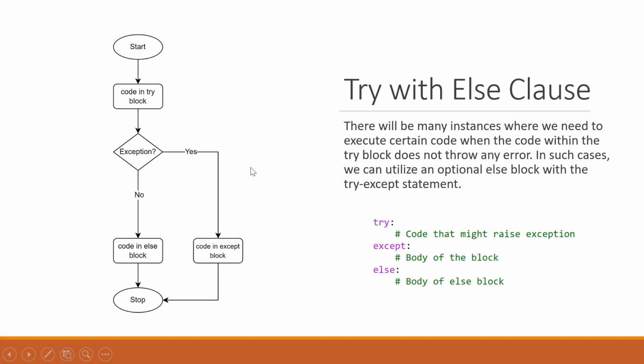Now how can we utilize this? This is the basic syntax of using the else block. The else block is optional to use, so we will use it at the very last, after the except block. First we need to define the try except statement, and after the except block we can define the else block. Now let's understand this with the help of an example.